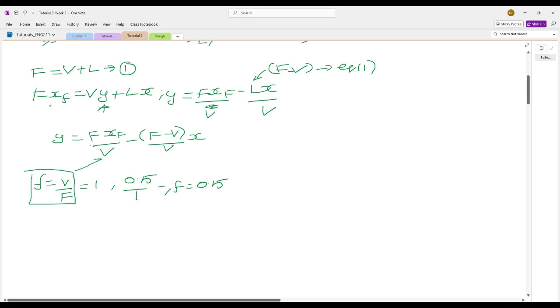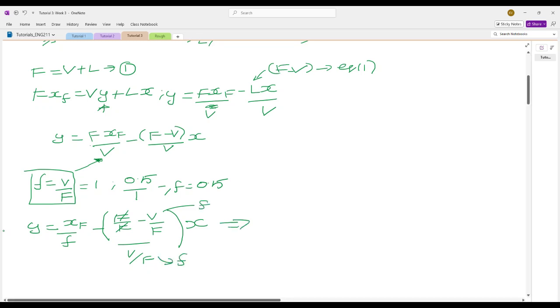Plug this into the equation. So y will be equal to xF by small f, which is fractional vaporization, minus... multiply and divide both the numerator by F for convenience. So F by F minus V by F, divided by V by F, multiplied by x. F gets cancelled, and V by F is nothing but fractional vaporization.